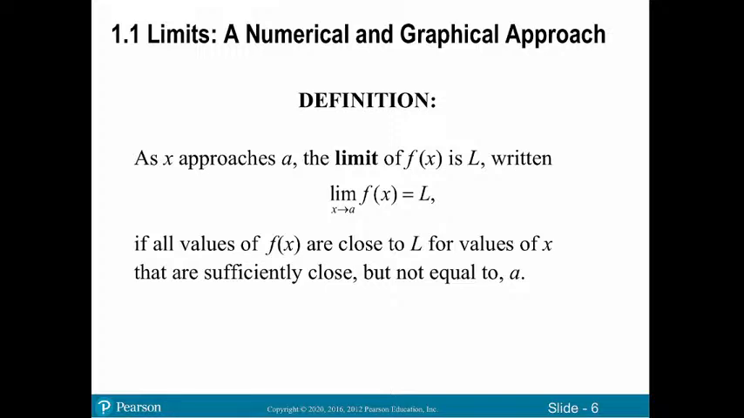So basically, with limits, we're just concerned with what happens as we get close to some number. We're not so much concerned with the value at that number when we're talking about limits. We're most concerned with either side of that number. As we get close coming from the left and as we get close coming from the right, what happens?